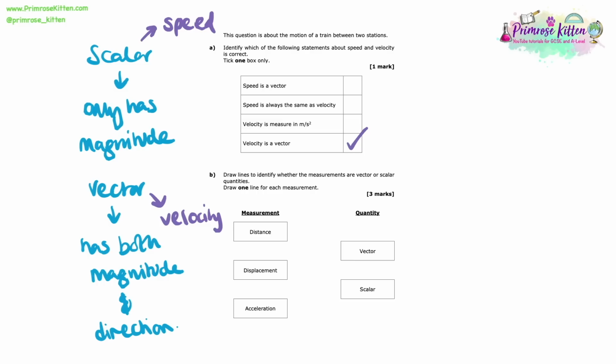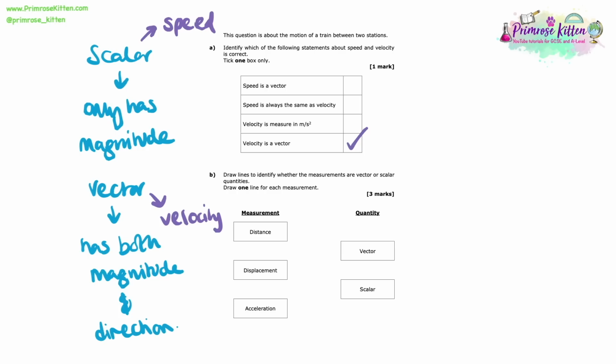If we look at the others though, just to explain it, speed is always the same as velocity. That's not true because although the number part will be the same, it could be negative if you had velocity, for instance, if you were going backwards. Whereas if you were just looking at the speed, you don't care that you're going backwards, it would just be the number. Whereas the third point, velocity is measured in meters per second squared. No, velocity is measured in meters per second, no squared. It's acceleration that is measured in meters per second squared. So there we have it, velocity is a vector.